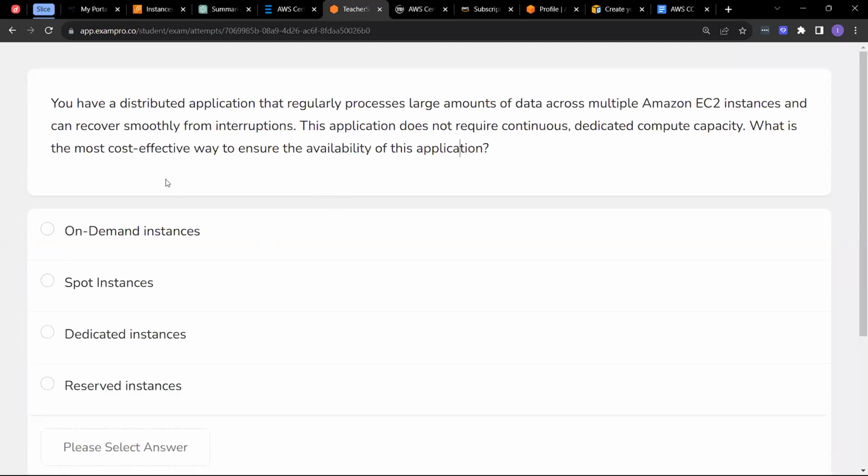We have a distributed application that regularly processes large amounts of data across multiple Amazon EC2 instances and can recover smoothly from interruptions. This application does not require continuous dedicated compute capacity. What is the most cost-effective way to ensure the availability of this application?